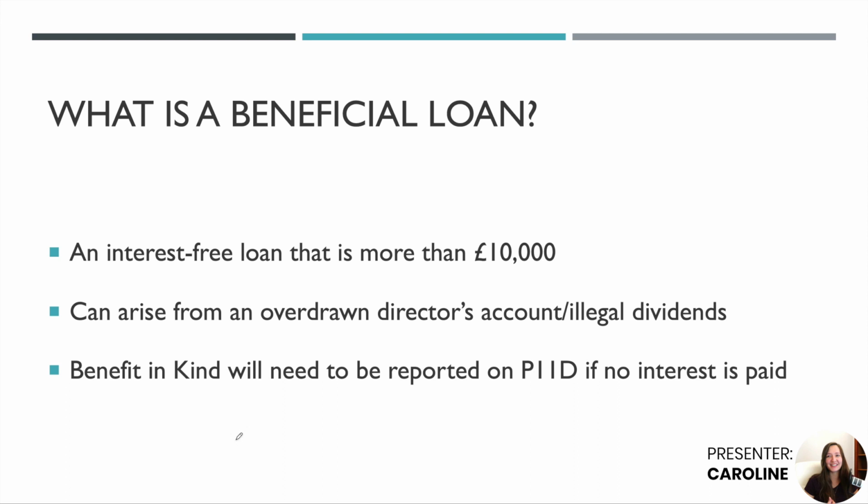What is a beneficial loan? So beneficial loan is an interest-free loan that is more than £10,000. This can arise from an overdrawn director's account or illegal dividends, like I said. And if you don't pay interest, a benefit in kind will need to be reported on a P11D at the end of the tax year. So in this case, it's like you're receiving a taxable benefit in kind because you have an interest-free loan over a certain value, which in this case is £10,000.